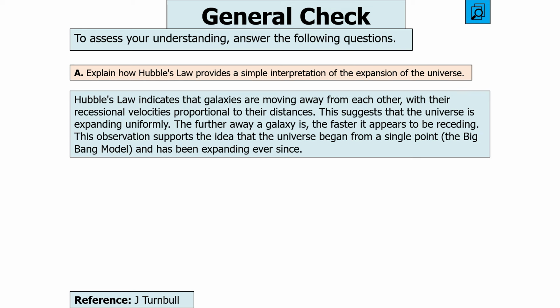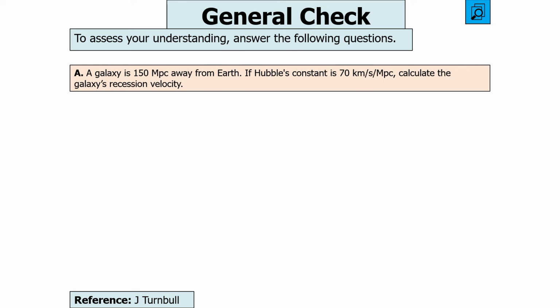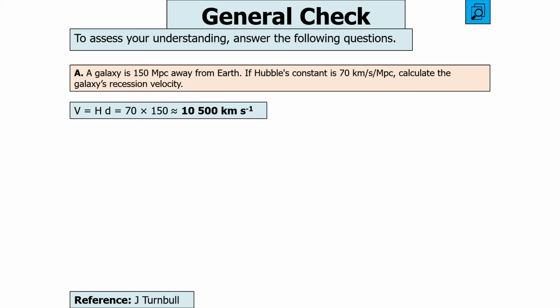expanding ever since. A galaxy is 150 megaparsecs away from the Earth. If Hubble's constant is 70 km per second per megaparsec, calculate the galaxy's recession velocity. We know v = Hd, so 70 times 150 is 10,500 km per second.